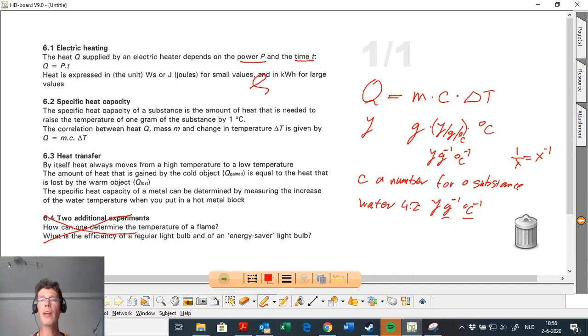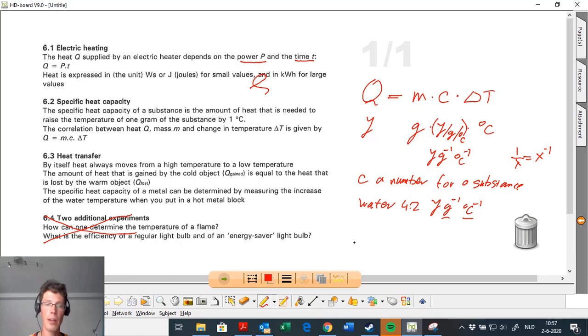So if you know that, and you know, for example, how much water you have, how much it weighs, and you know how much you want to heat it, to what temperature, you can calculate how much energy that takes. Do be careful that you cannot just heat water above, for example, boiling temperature.